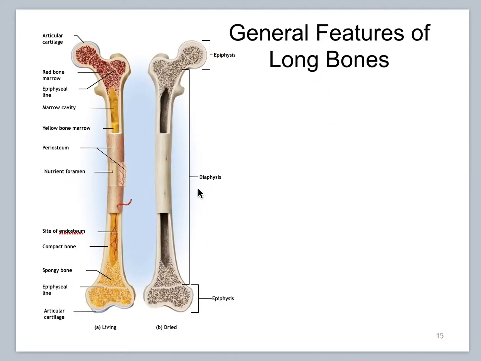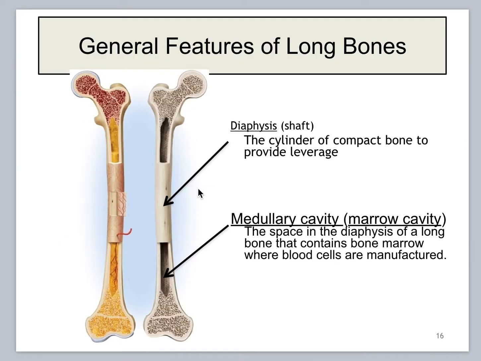Now we're going to look at the features of a long bone. Again, this is the long bone. We're talking about longer than they are wide. So this would be anything from as large as the femur down to the bones of the distal phalanx, which is the distal bone in the little finger. The diaphysis of the bone is the shaft of the bone. Within the inside of the bone, there's a medullary cavity or a marrow cavity. This is the space inside the bone where bone marrow manufactures blood cells.